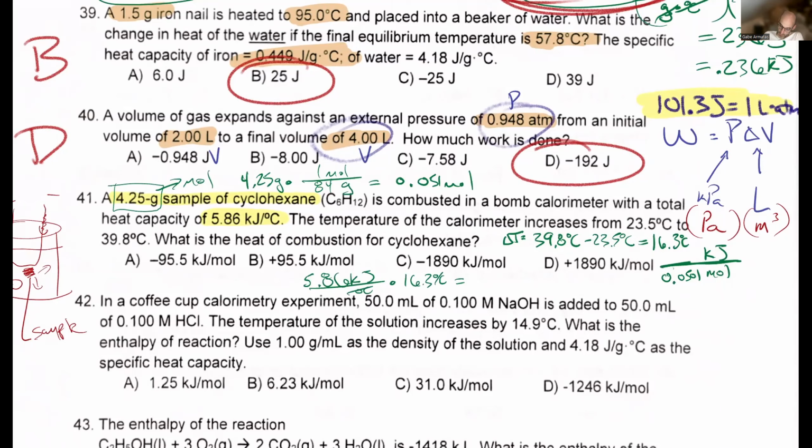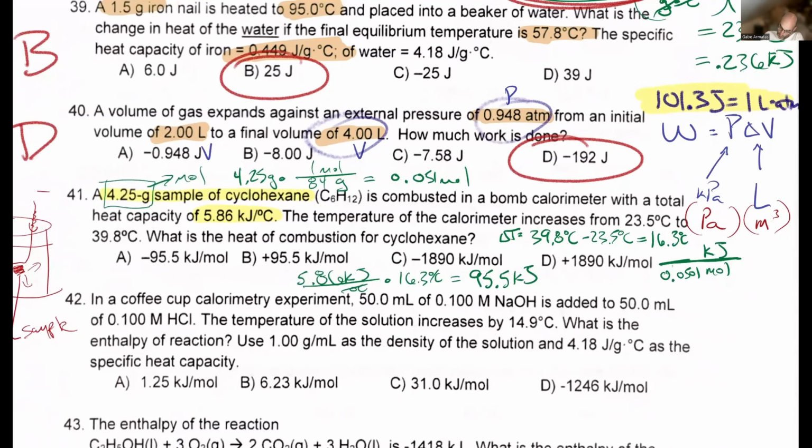Here we go, 95.5 kilojoules of energy is released by just this sample. But we're going to normalize it to a mole. So I'm going to plug that in here, 95.5 kilojoules divided by the 0.0501 gives me 1,906 kilojoules of energy. So we can eliminate those two right off the bat.